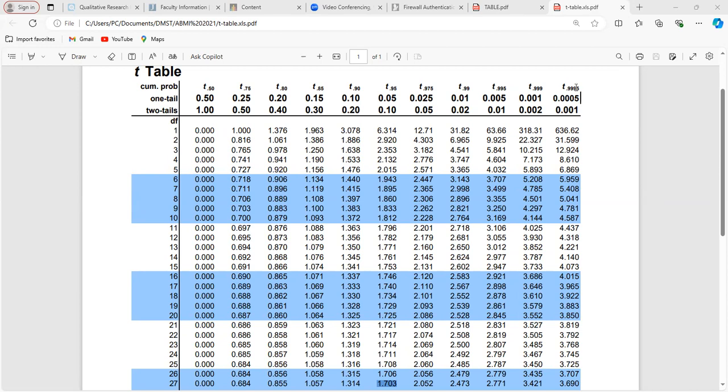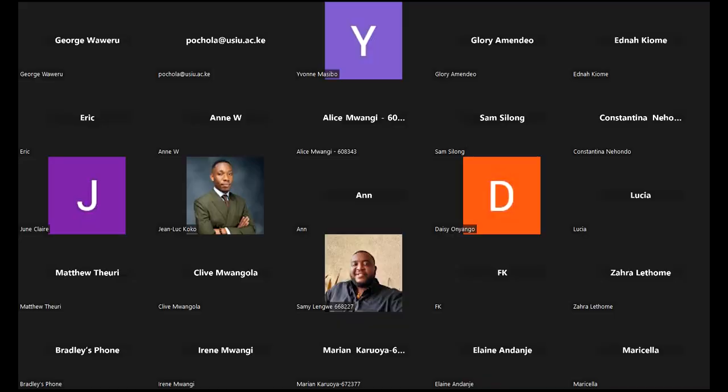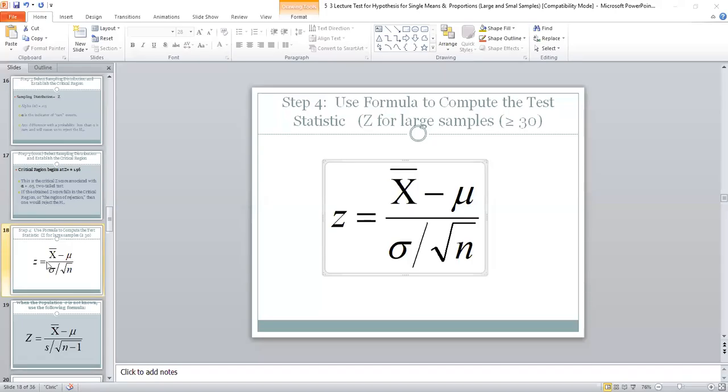So that is the T table value. These two tables are for the most commonly used parametric tests, the Z test and the T test. There are other parametric tests, but these two are the most commonly used. And in this course, these are the only two we are going to use.